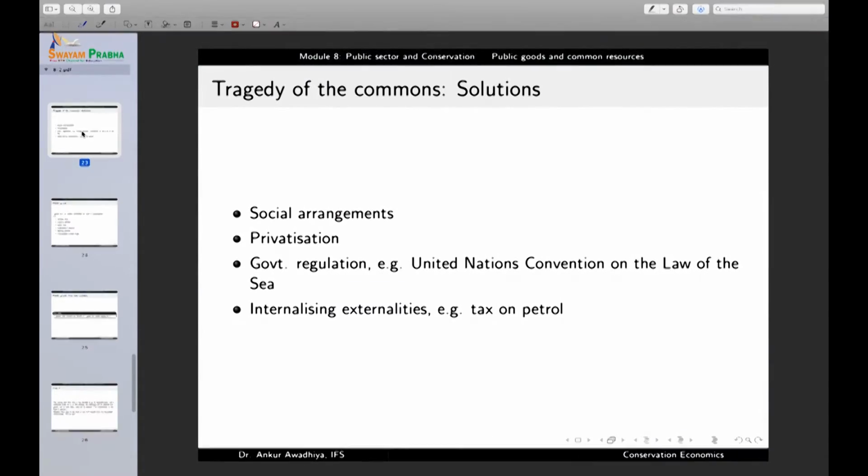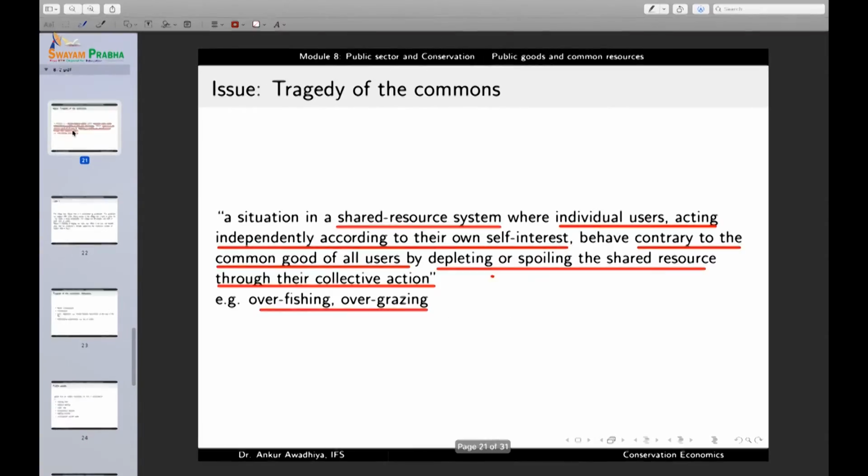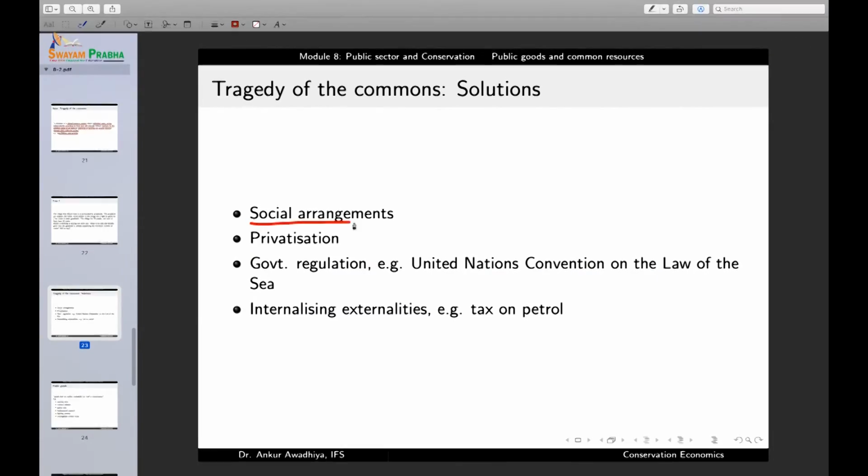Now, there are certain solutions to the tragedy of commons. Things such as social arrangements. In the case of the tragedy of commons, we said that individual users are acting independently. Now, if we remove this term independently by putting in a social arrangement, the social arrangement could say that okay, everybody only gets 10 minutes to fish. When you have such a social arrangement, then it is not possible for people to take out all the fish or to do all the grazing.